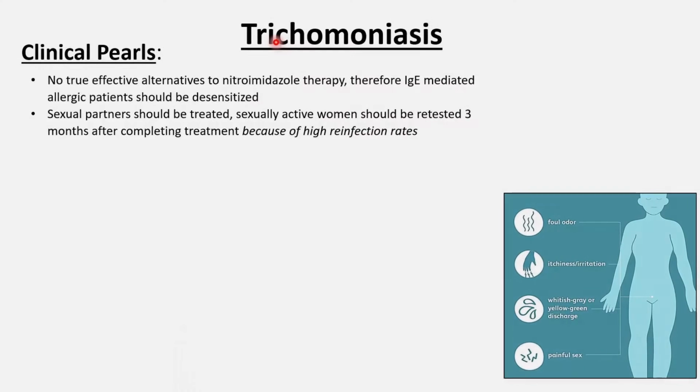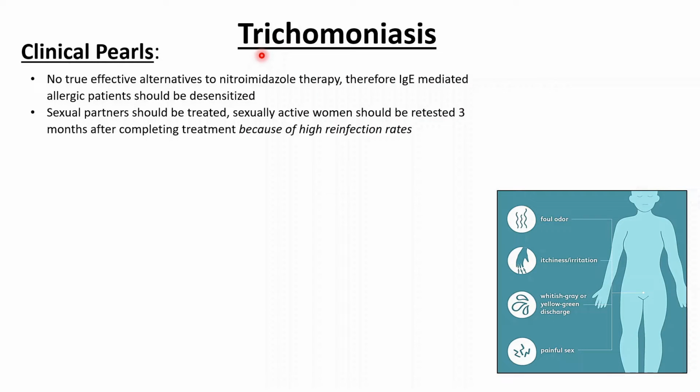Some clinical pearls regarding trichomoniasis include: there's no effective alternatives to nitroimidazole therapy. Therefore, IgE-mediated allergic patients need to be desensitized to the drug. Sexual partners should be treated. Sexually active women should be retested 3 months after completing treatment because of high reinfection rates.